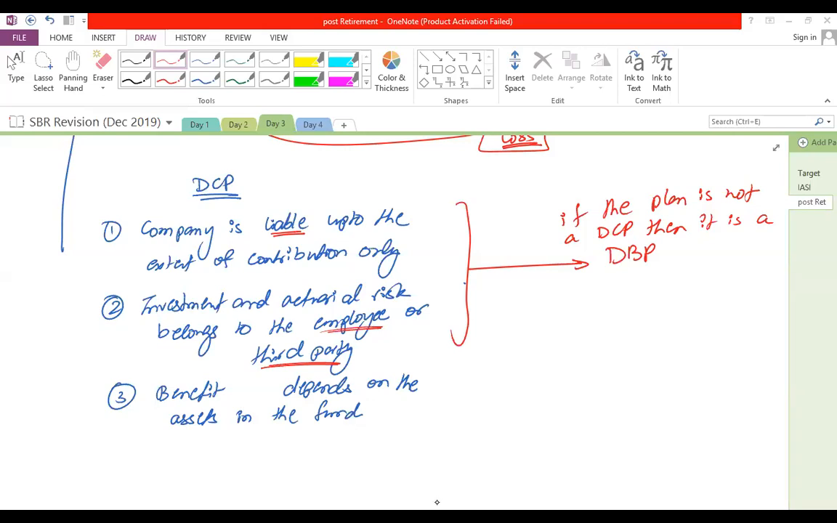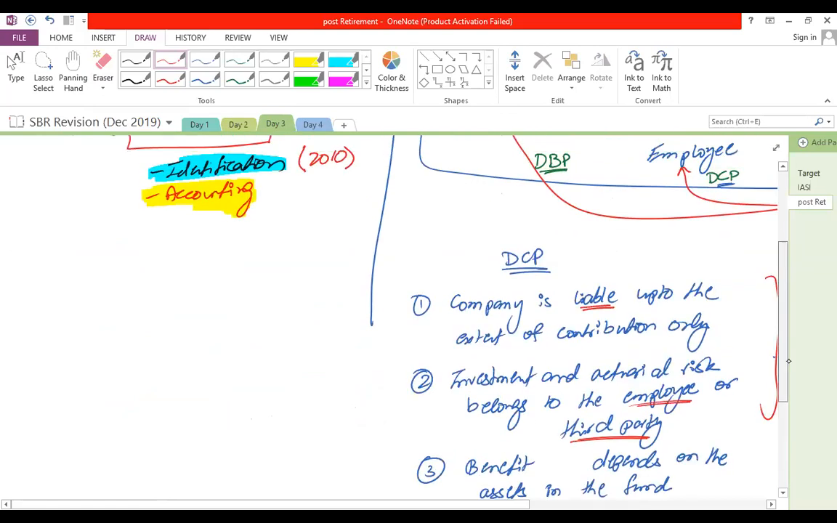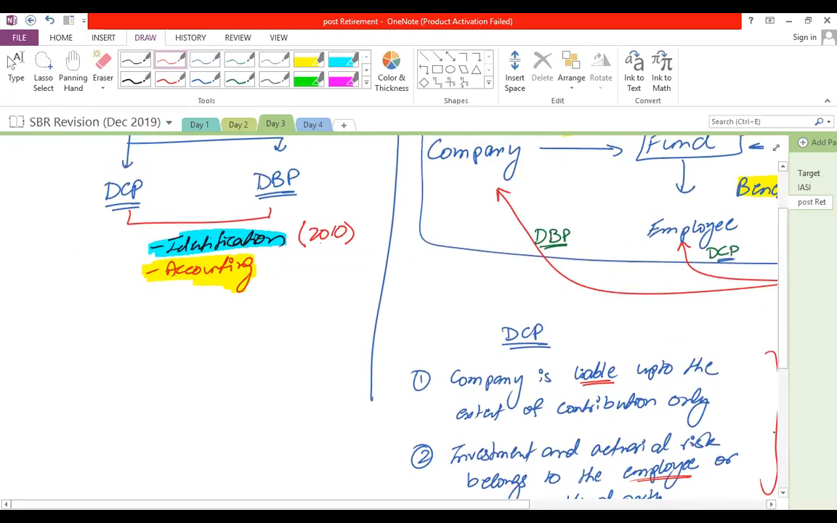So this is the identification which was last asked in the 2010 examination, and since then it has not been asked by the examiner. So its more focus is on the accounting.